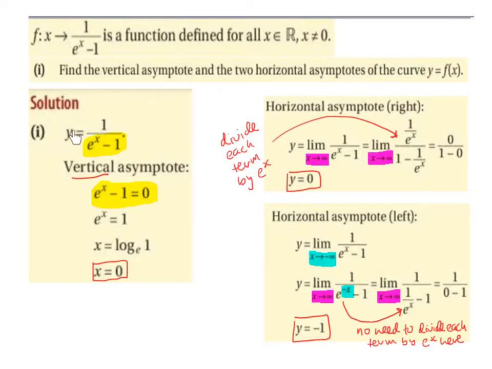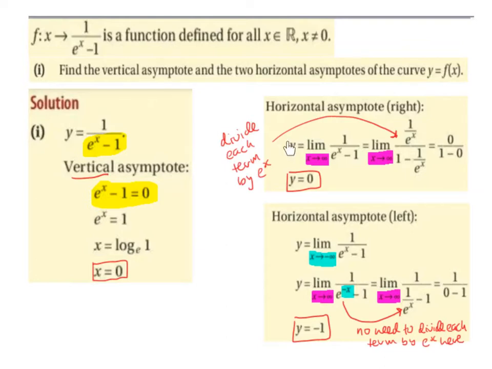So for the curve y equals 1 over e to the power of x minus 1, to find a vertical asymptote, we let the denominator equal 0. So we have e to the power of x minus 1 equals 0, so e to the power of x equals positive 1. So x equals log base e of 1, and log base e of 1 gives us 0, so x is equal to 0. So we have a vertical asymptote at x equals 0. Now let's find our horizontal asymptotes.